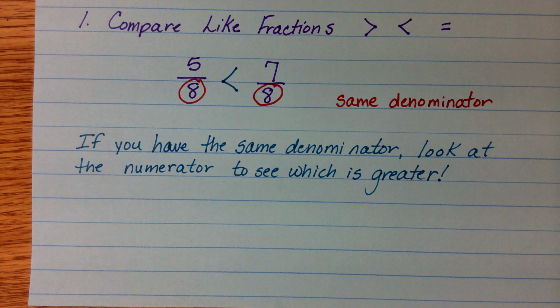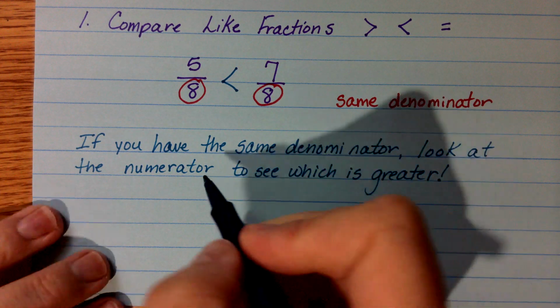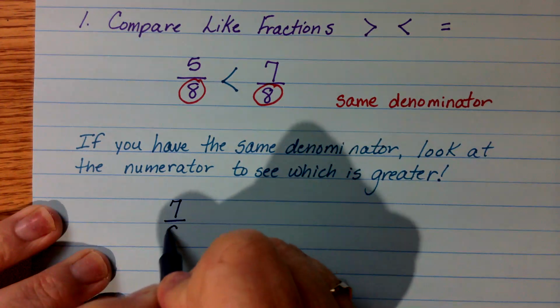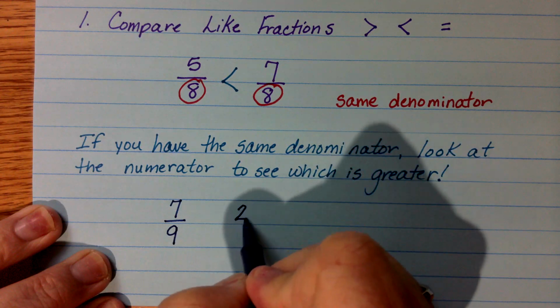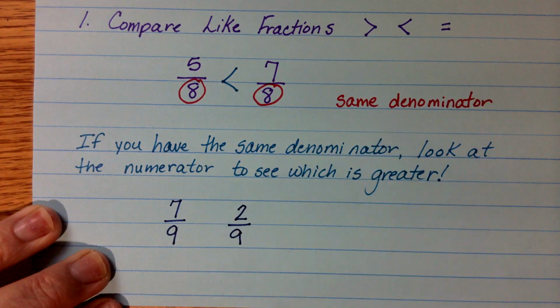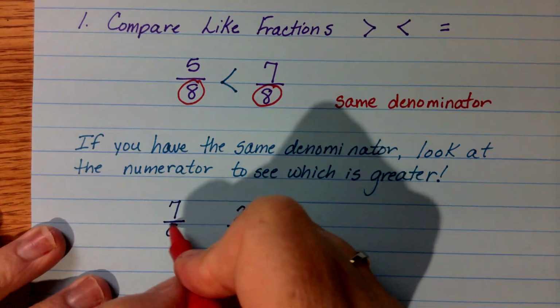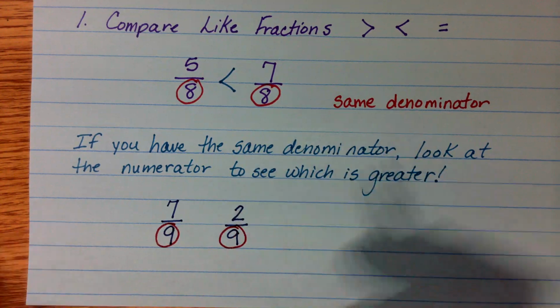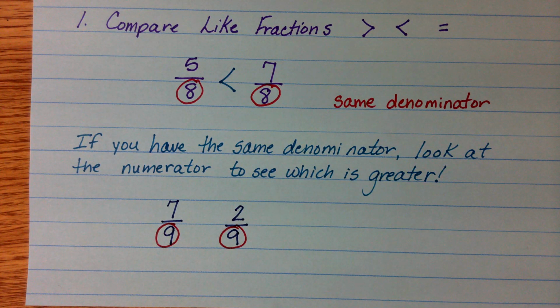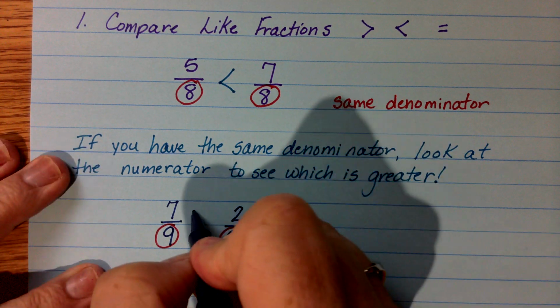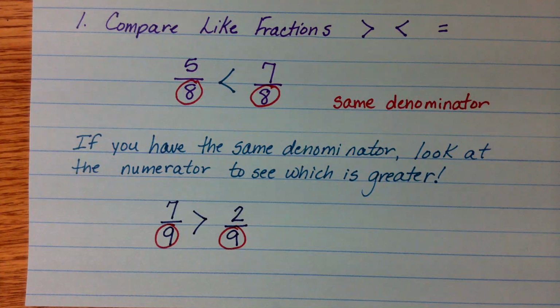I was a little bit off on that one, but you guys can pretend, right, that I'm perfect and can sing on key. All right, moving right along. We're going to now compare 7/9 to 2/9. Again, we have the same denominator, so we're going to look at the numerator to see which is greater. When we look at the numerator, 7 is greater than 2, therefore 7/9 is greater than 2/9.